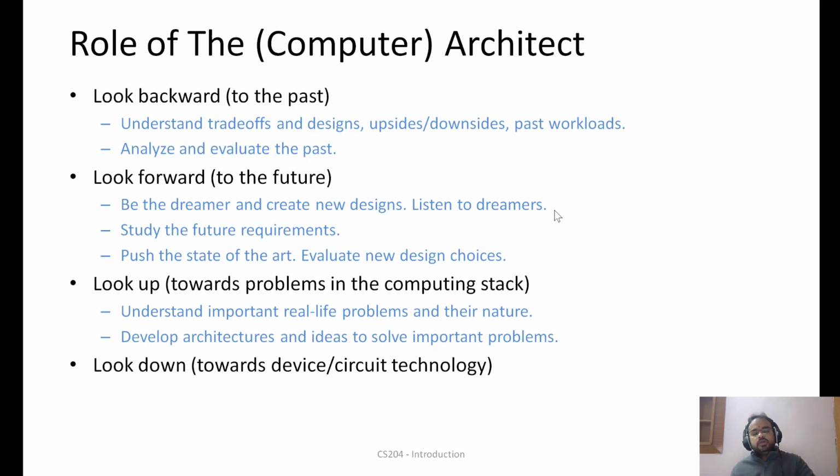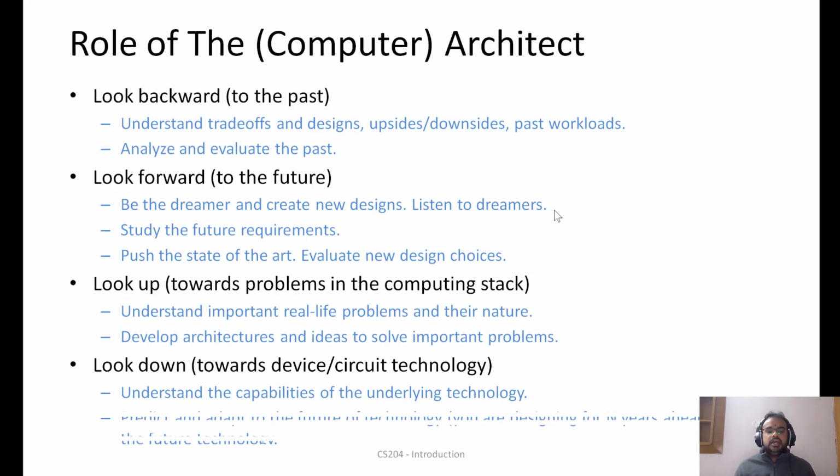Look down means look down in the computer system stack and find out what is the limiting factor at the device and circuit level, or even maybe come up with a new physics also. Understand the capabilities and limitations of the underlying technology and build the future technology.